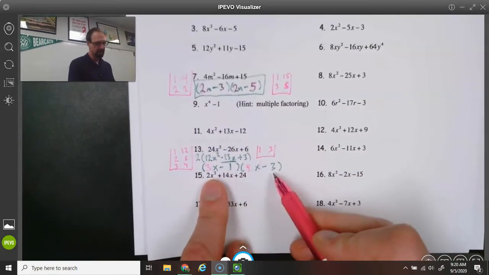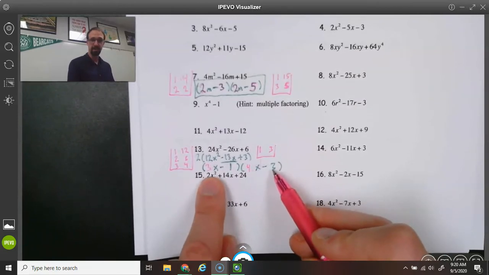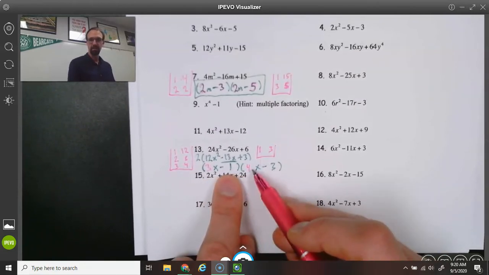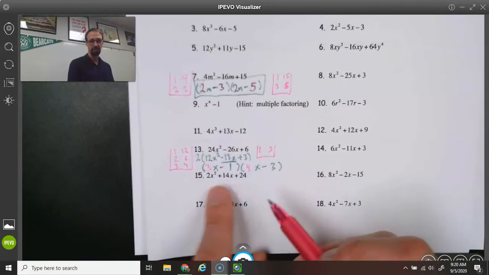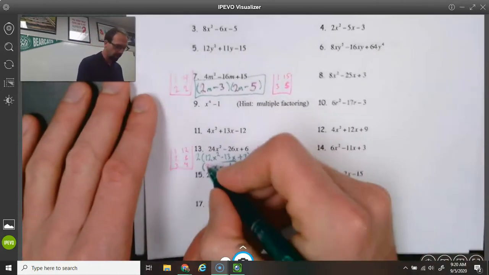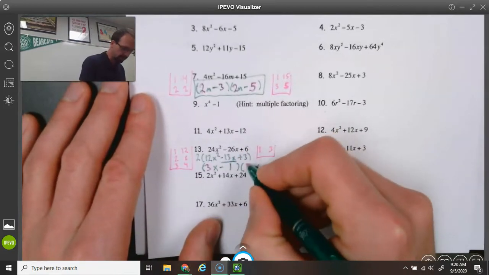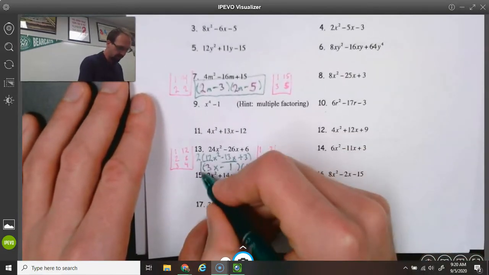So 3x and negative 3 is negative 9x. And then negative 1 and 4 is negative 4x. Negative 9x and negative 4x is negative 13x. So this is the set that I want. I want the 3x minus 1 in parentheses times 4x minus 3.